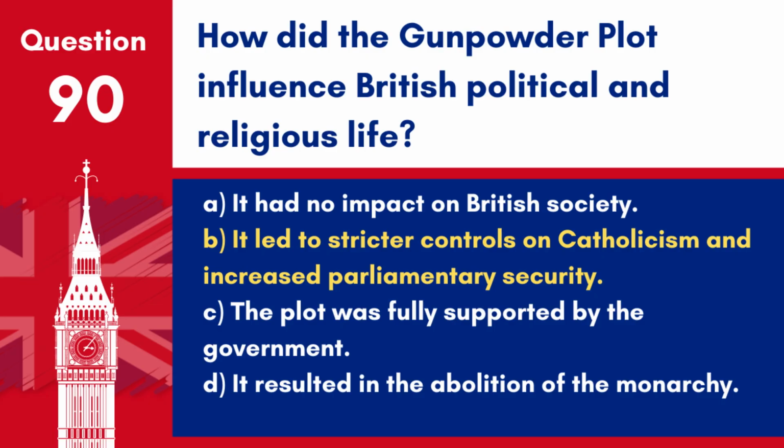Answer. B. It led to stricter controls on Catholicism and increased parliamentary security. The Gunpowder Plot of 1605, an attempted assassination of King James I and Parliament members, heightened anti-Catholic sentiment and led to increased security measures that continue to influence ceremonial events like the state opening of Parliament.